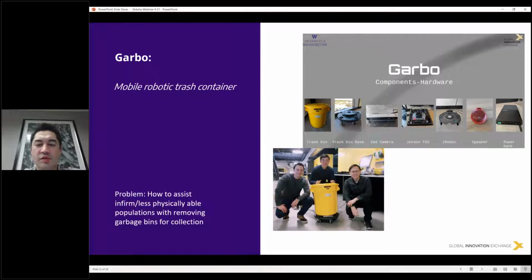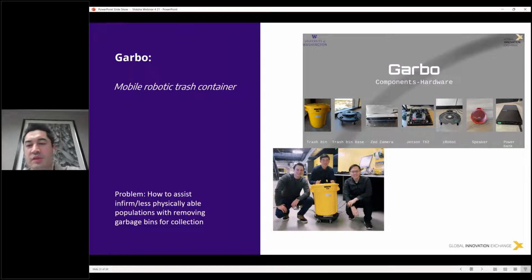Trash cans, if they're full, can become very heavy, and if someone is not able to lift or walk that far, it can become very challenging for them to have their garbage collected. And so what our students set out to do is automate this process by building a robot that could do it for the person.